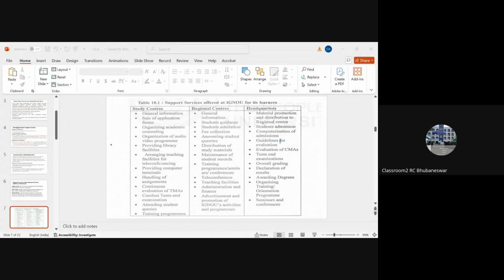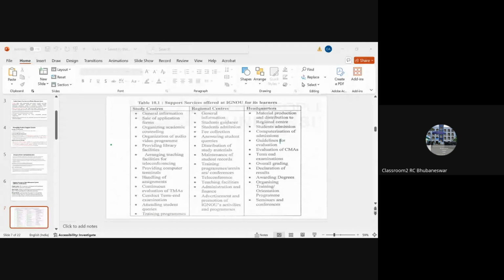Attending students' queries. Yes, if the student wants some information, general information, that is also supplied by the study center. Then training programs. If we talk about B.Ed, workshops, practicum and internship are conducted, all these activities happen. So training program is also conducted by study center. So study center is the first level, ground level, base level helping institution for the students who are enrolled in online mode. Then regional center.